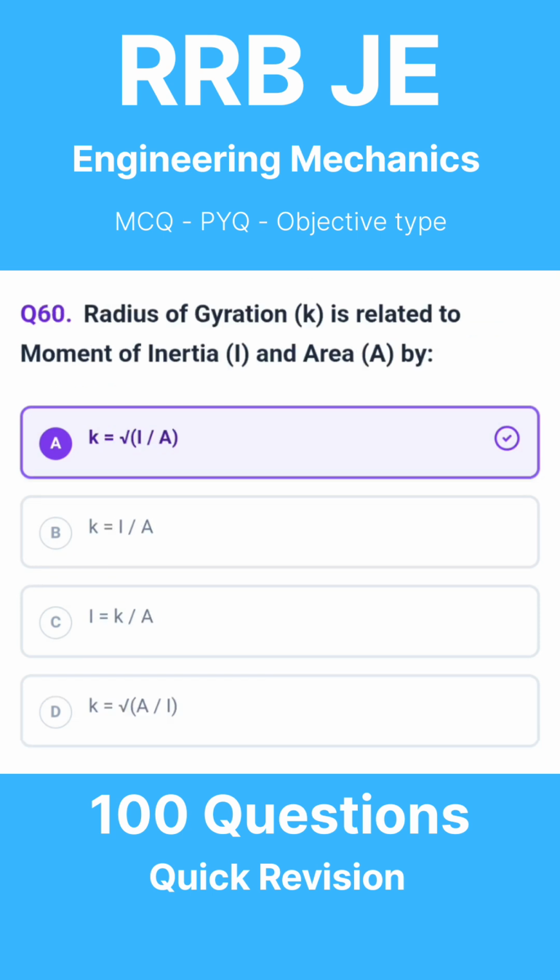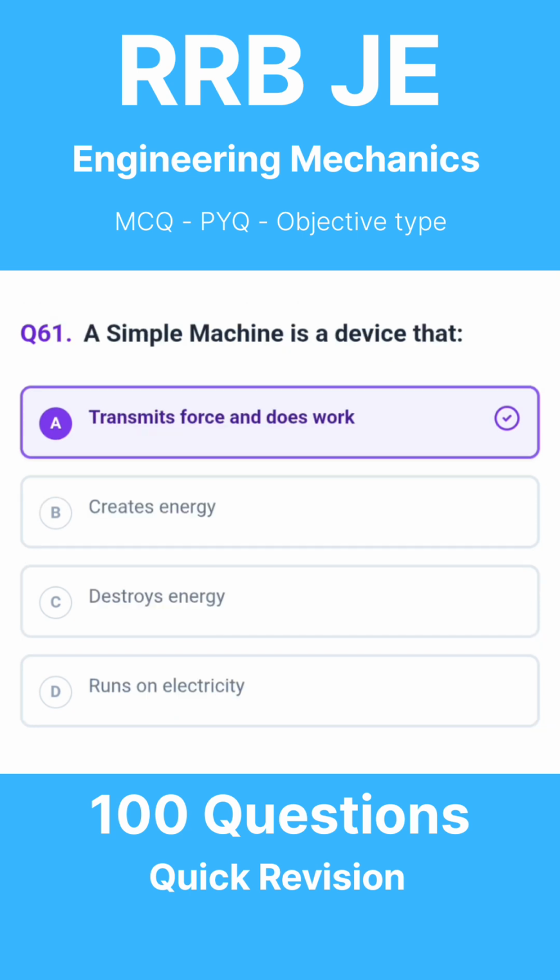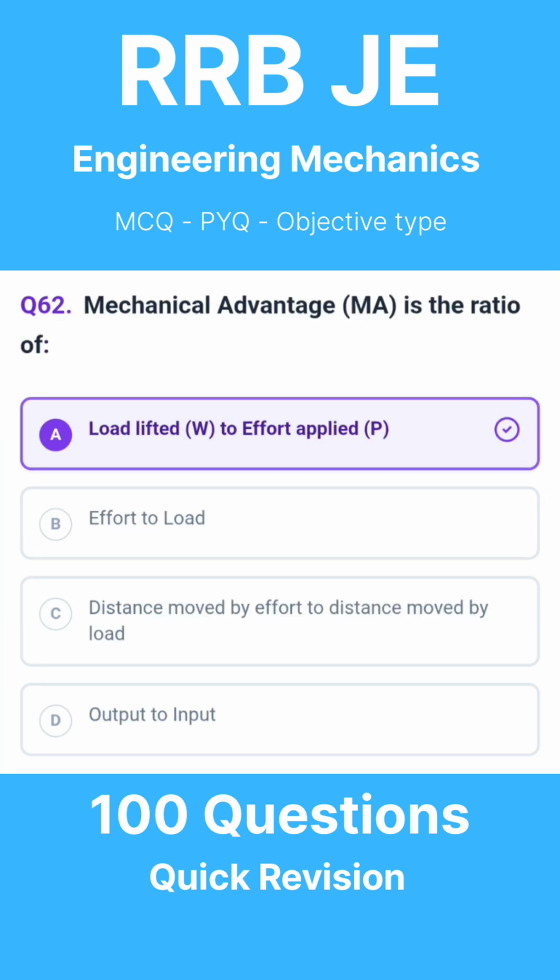Question 60. Radius of gyration k is related to moment of inertia I and area A by. The correct answer is k equals square root of I divided by A. Question 61. A simple machine is a device that. The correct answer is transmits force and does work. Question 62. Mechanical advantage MA is the ratio of. The correct answer is load lifted W to effort applied P.